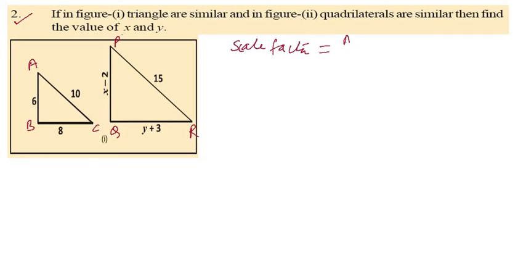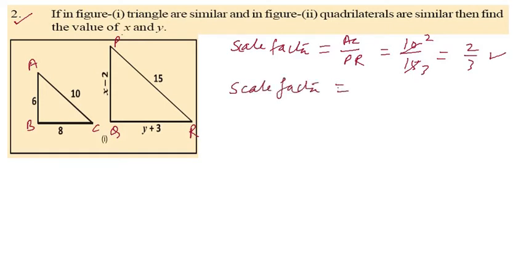How can we find it? It is AC upon PR. Put the value AC upon PR. AC is given as 10 and PR is 15. So 5 1 ja 5 and 5 3 ja 15. So 2 by 3 is the scale factor. Now we can find x and y. Now come once again to scale factor. Scale factor is equal to, how can we find this one? You can write here AB upon PQ. Both are similar. So you can put here 2 by 3 is equal to AB upon PQ is given.